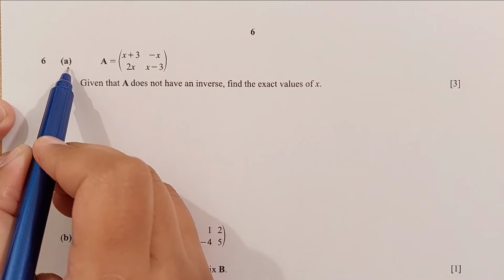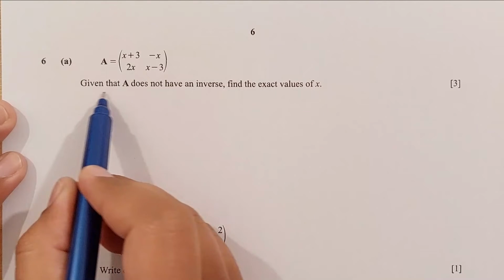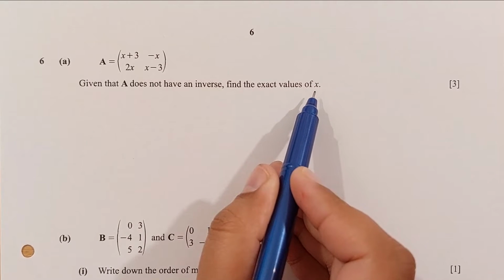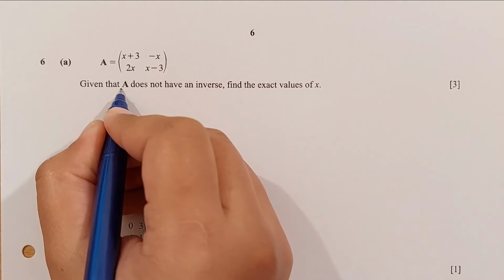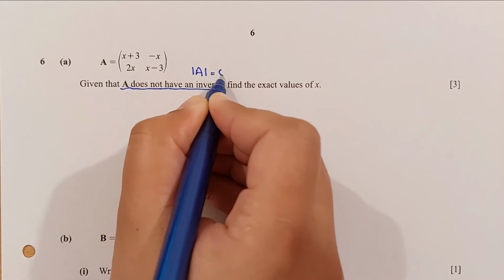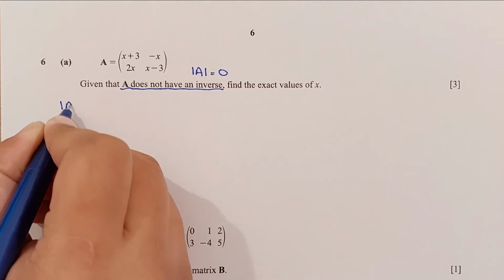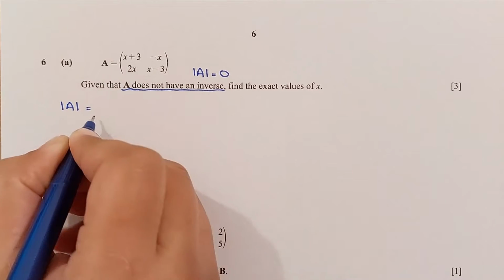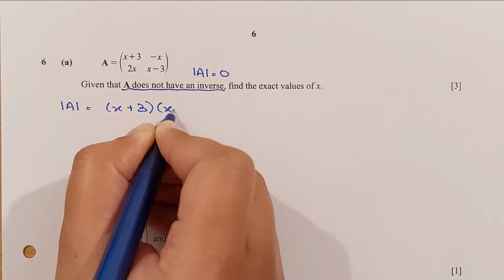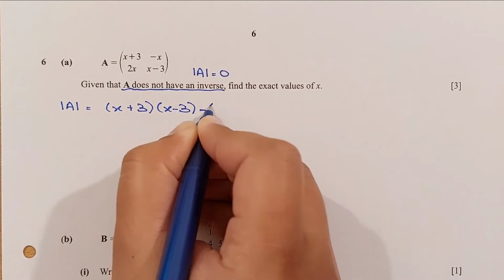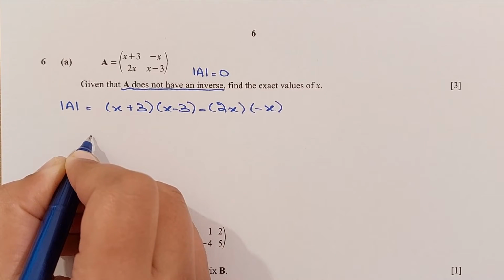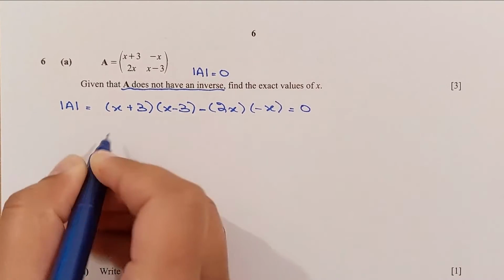Question number 6, part A. We have been given a matrix A and given that A does not have an inverse. Find the exact values of x. When the matrix does not have an inverse, it means the determinant of the matrix is equal to 0, right? So let me solve the determinant of the matrix A. So we have to do the cross multiplication. 3x plus 3 times x minus 3 minus 2x times minus x. So we have to put this equal to 0, right?